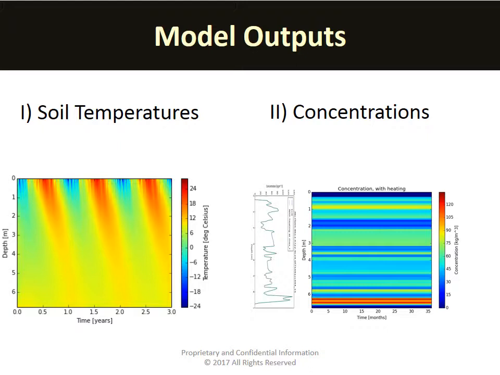The main model outputs are soil temperatures and soil concentrations as color maps. The one on the left shows the seasonal nature of these soil temperatures for 3 years. The one on the right shows the initial contaminant concentrations used as inputs next to the color map, showing how this changed in time.